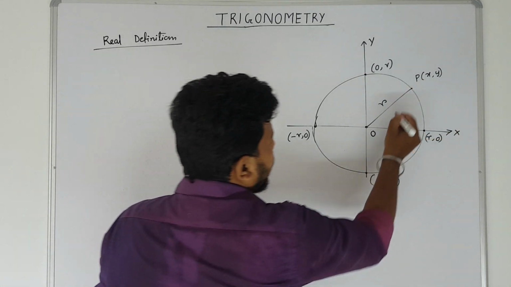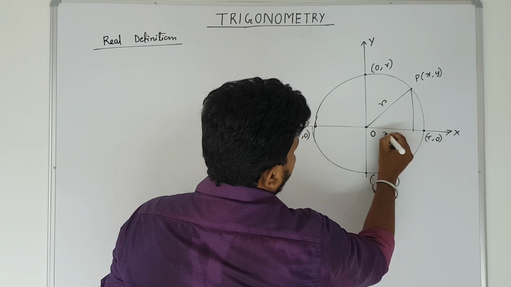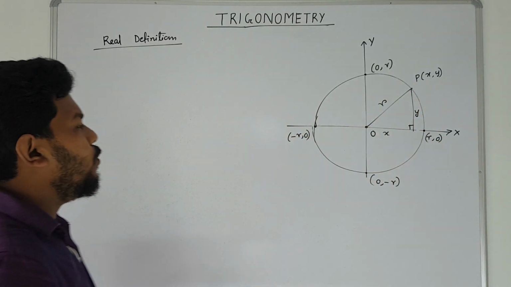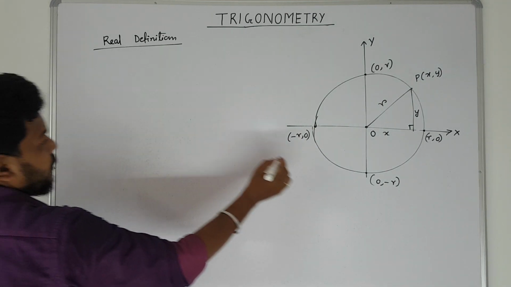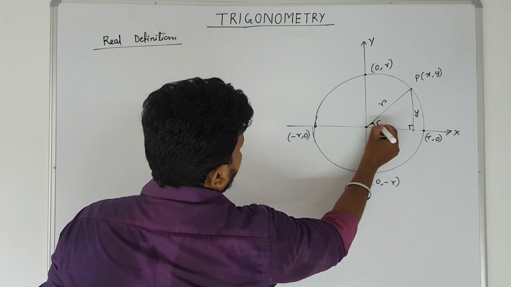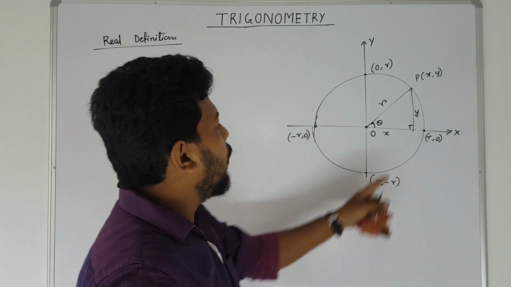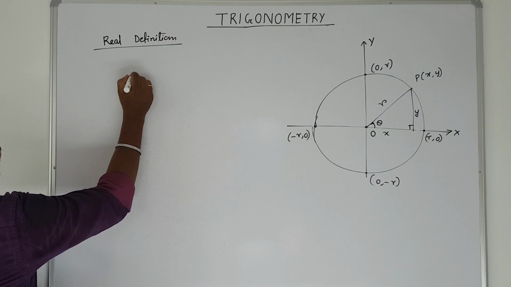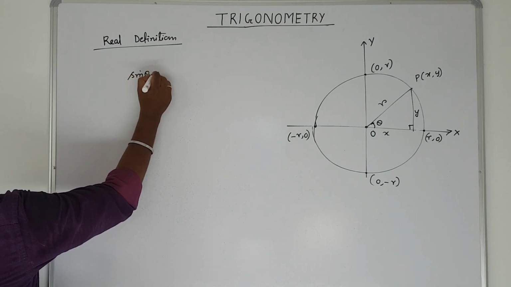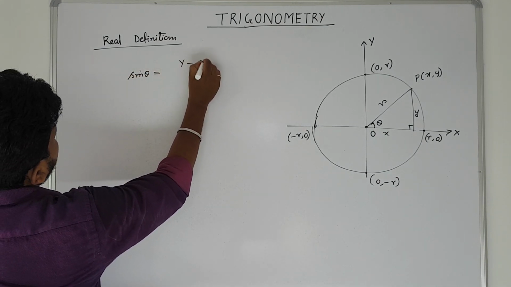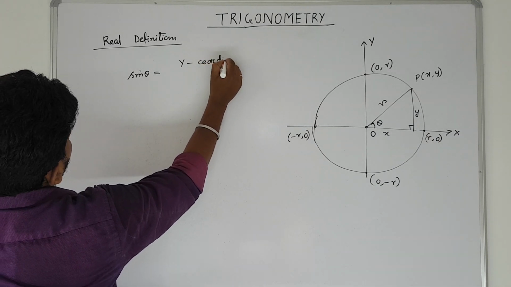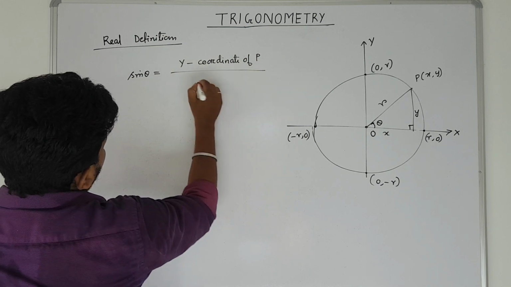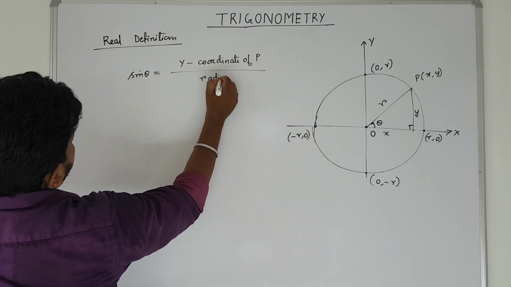So it will be like this. This is x, this is y. So it forms a right angle triangle. So the real definition is, for the angle theta, if the angle POX is equal to theta, then sine theta is equal to the y coordinate of point P divided by the radius of the circle.